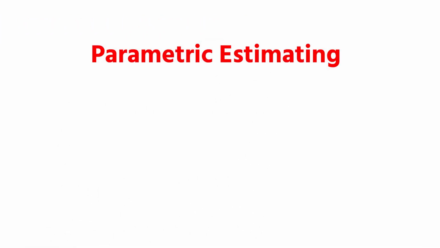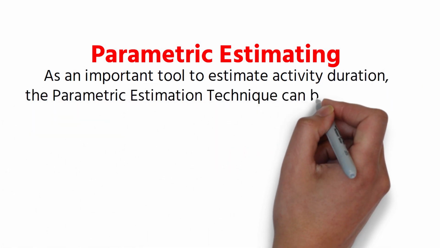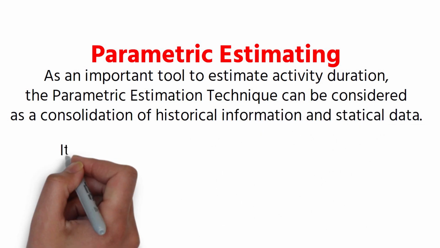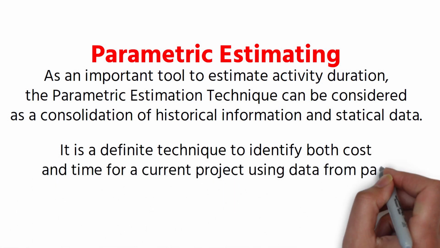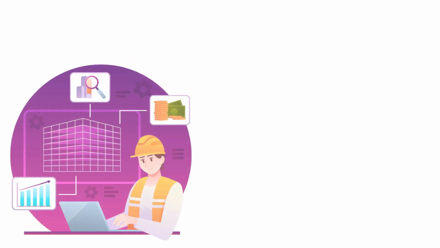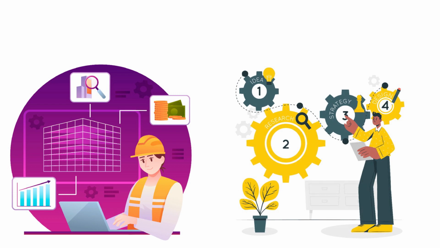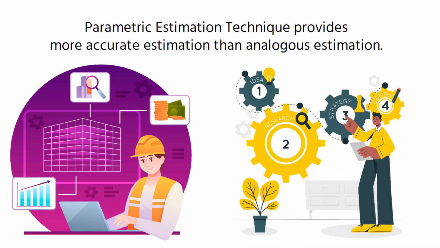Parametric estimating. As an important tool to estimate activity duration, the parametric estimation technique can be considered as a consolidation of historical information and statistical data. It is a definite technique to identify both cost and time for a current project using data from past projects with duplicate parameters. For instance, let's say you have to build a dam and you measured some of the major tasks quantities. By using the productivity rates of machines from the previous project, you can estimate your current project's duration. Parametric estimation technique provides more accurate estimation than analogous estimation.